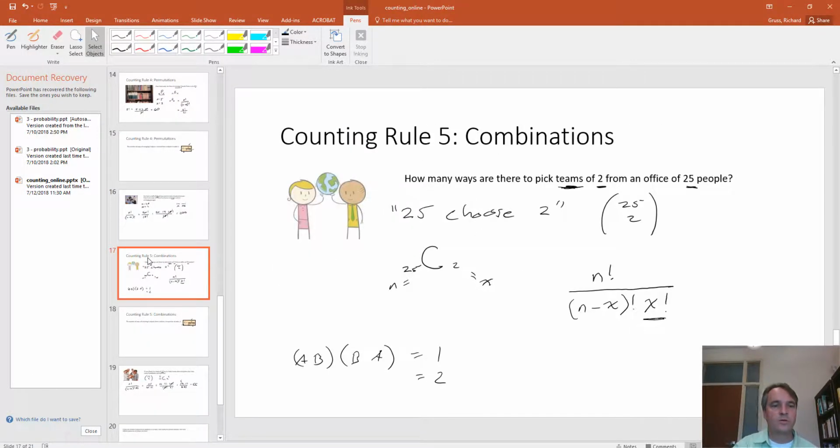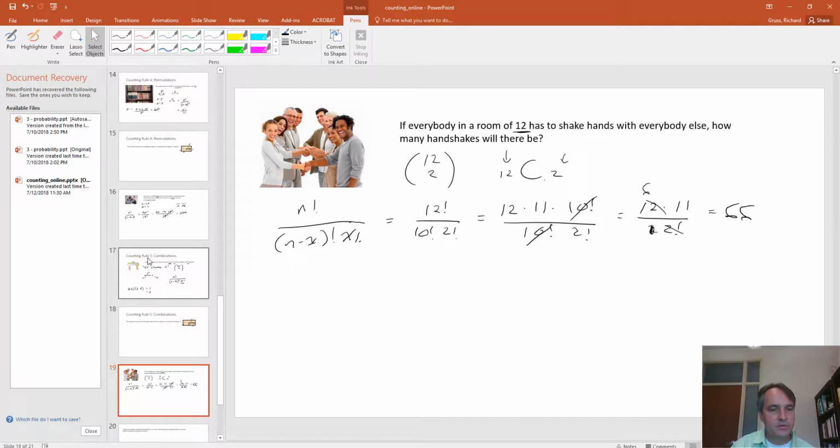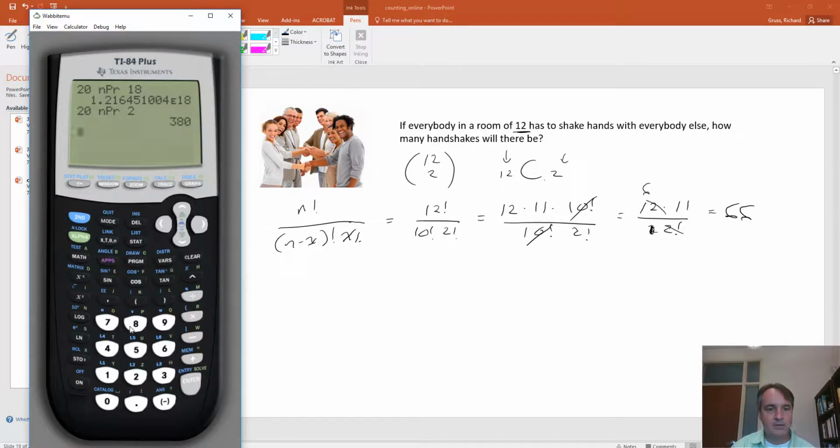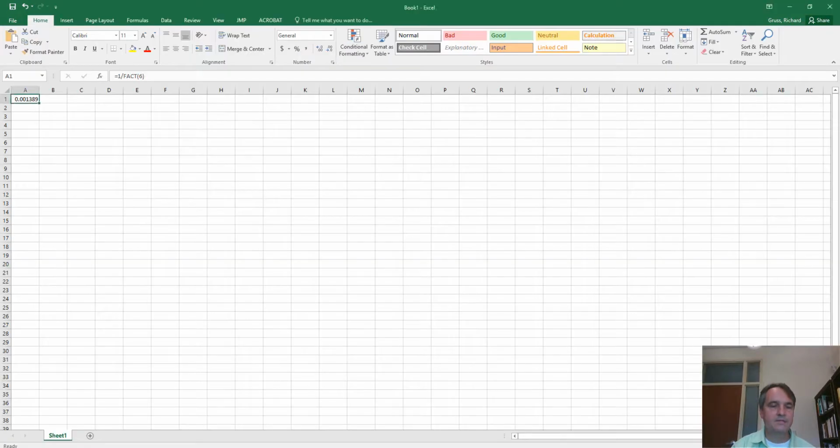Okay, so let's do the combination problem in there too. When we did our combination problem, we had 12 choose 2. On your calculator, you can come here and do 12, and then do math, probability, nCr, choose 2, and that's 66.